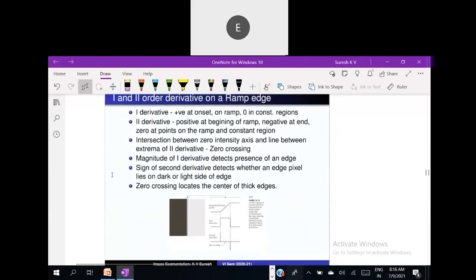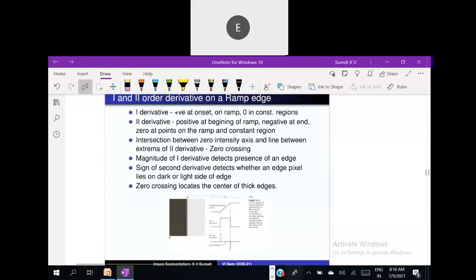Now, whenever I want to detect such type of ramp edges, we need to understand how these first and second order derivatives can help us. In fact, we have already discussed this in detail in the previous unit 2 also, but let us just continue discussing it because this is a very important component.